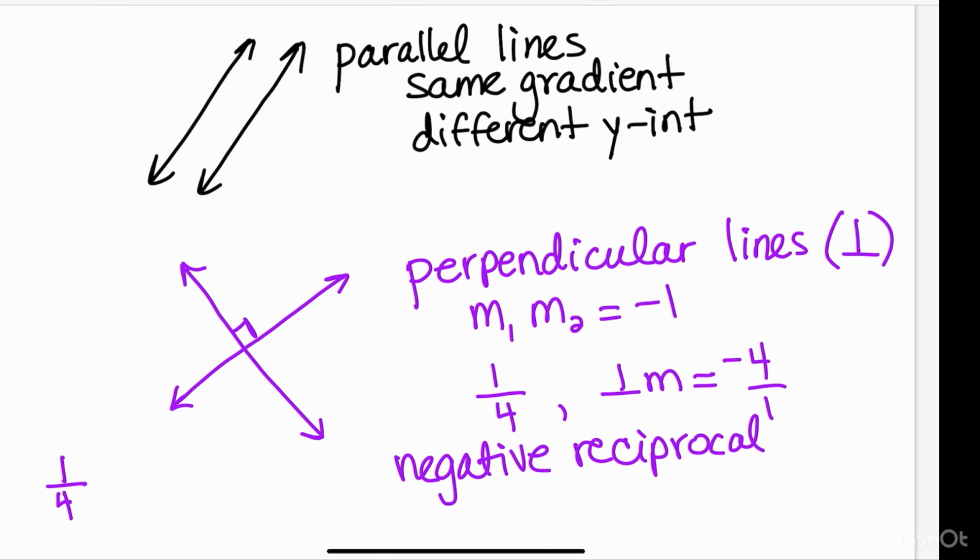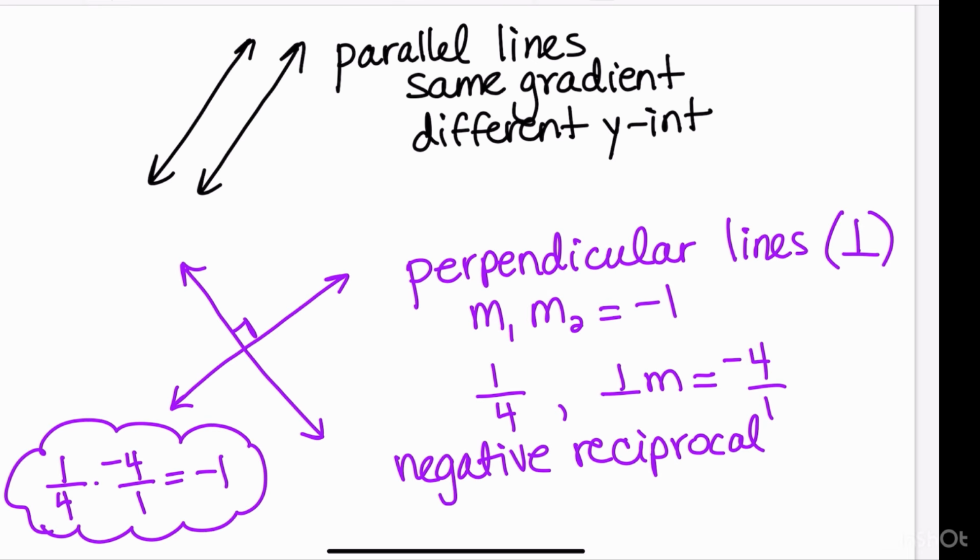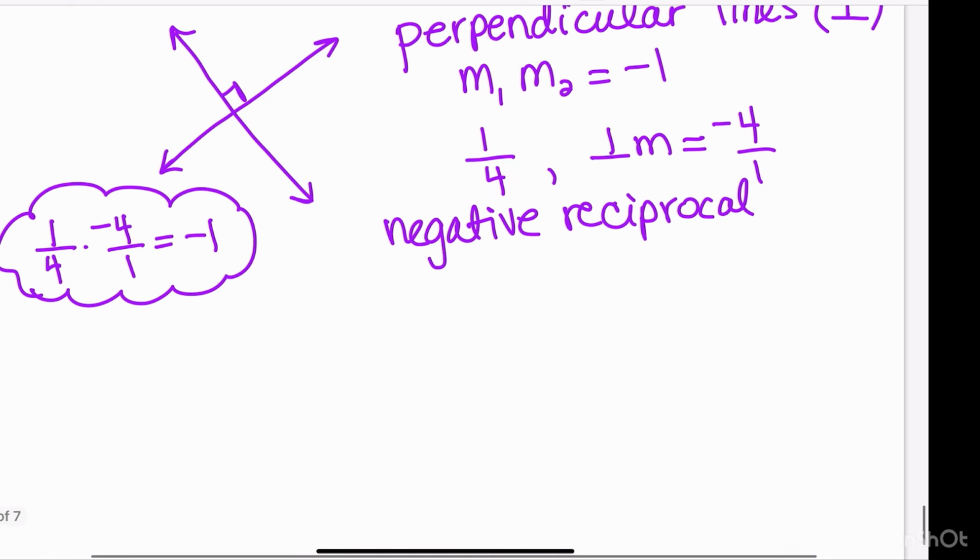I know some of you probably learned it as opposite reciprocal, and that is fine. And the idea is that when you multiply the two slopes together, you're going to see that it's going to equal -1. So the product of two slopes, if it's equal to -1, I know that it's going to be perpendicular. And that's where the idea of the negative reciprocal comes in.